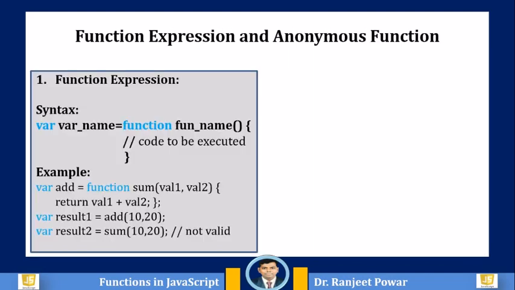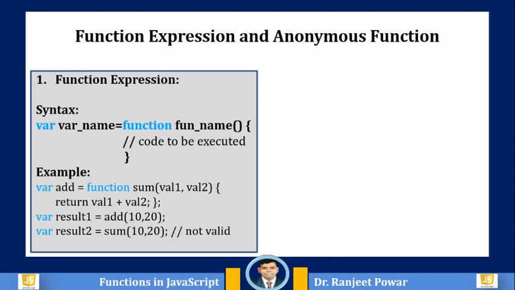The next important part of JavaScript functions is function expressions and anonymous functions. Function expression: a JavaScript function can be defined using an expression. A function expression can be stored in a variable. JavaScript allows us to assign a function to a variable and then use that variable as a function. It is called a function expression.